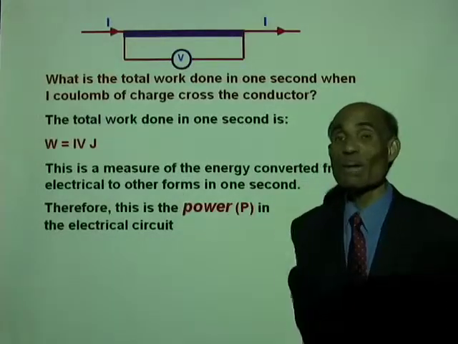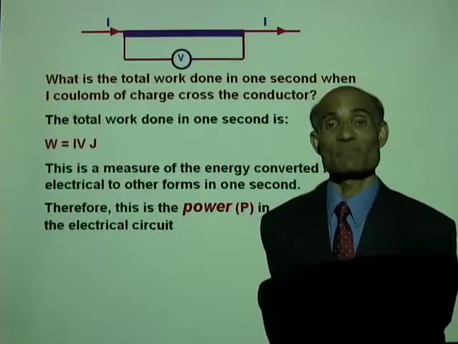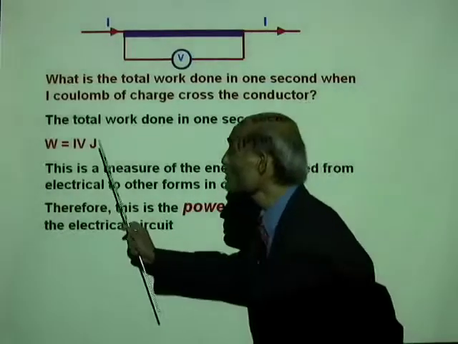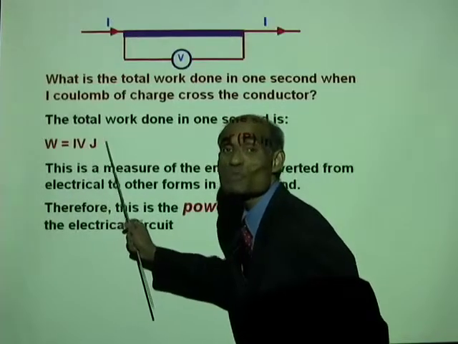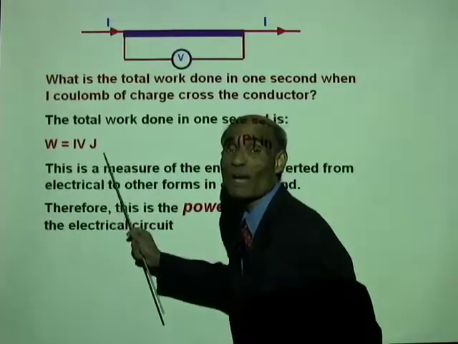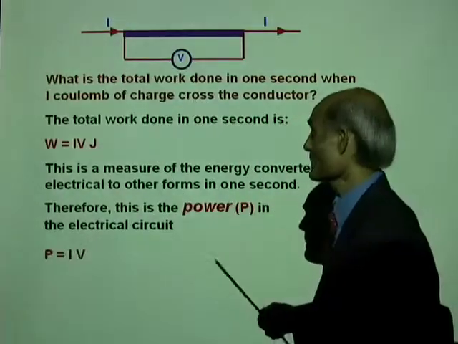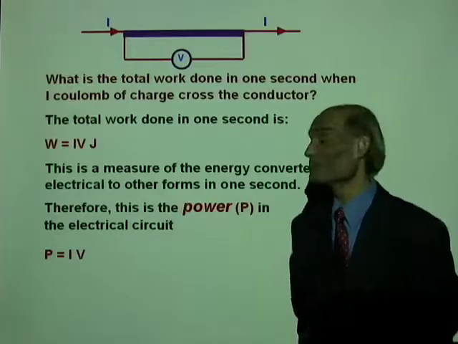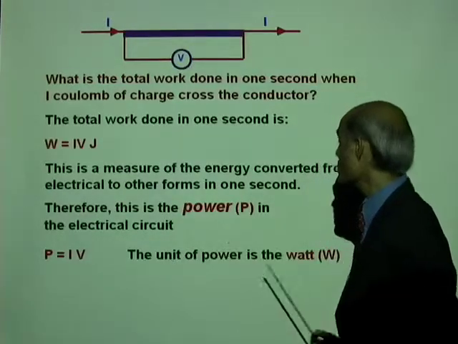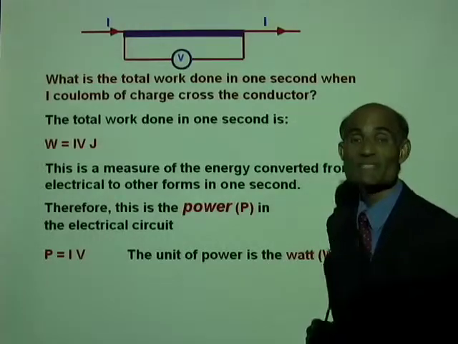So what is the equation for power in an electrical circuit? Power in an electrical circuit is I times V joules per second. What do you call that? Joules per second is a watt. So power P equals I times V, and the unit of power is the watt, joules per second.